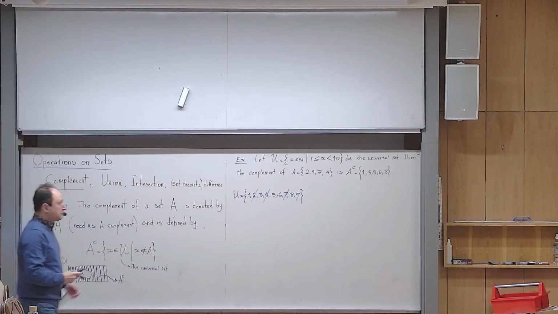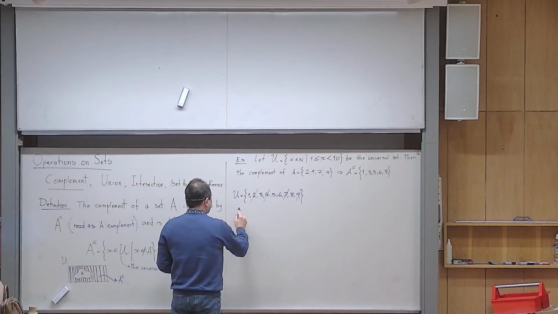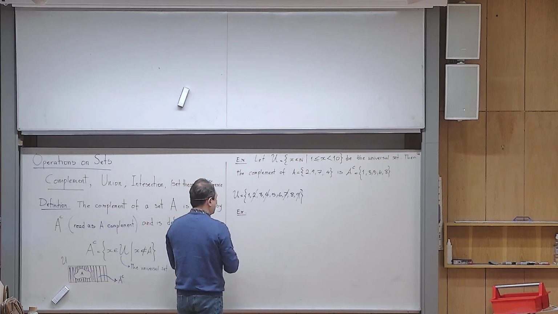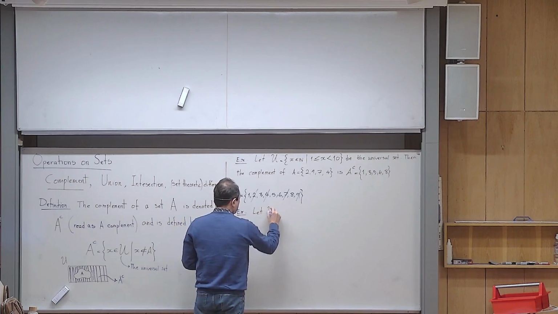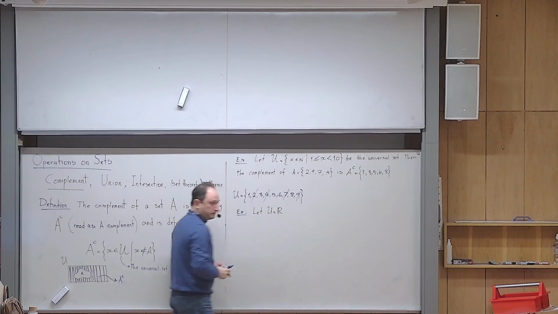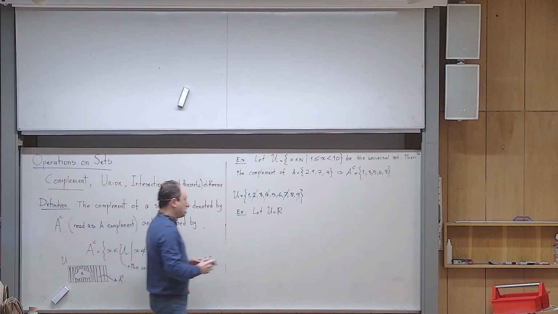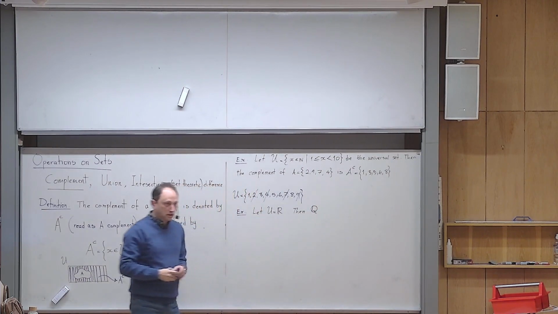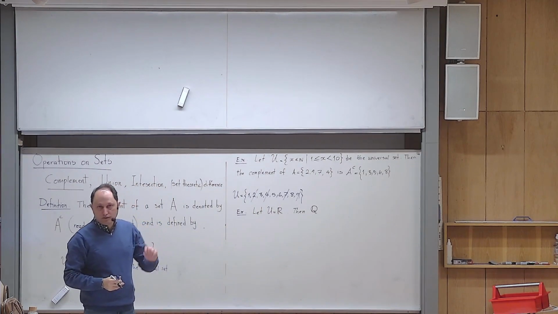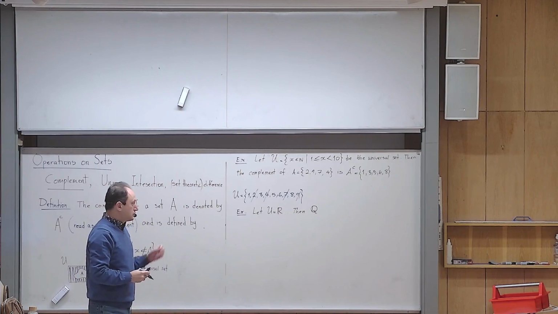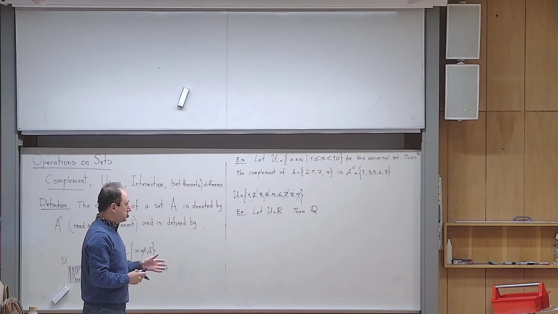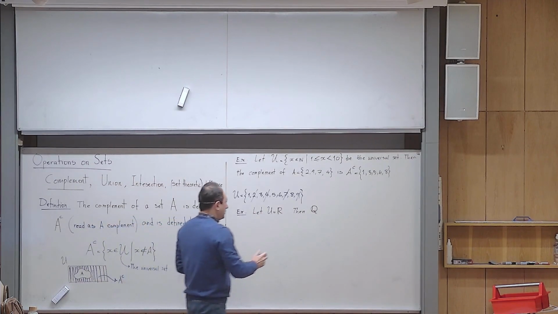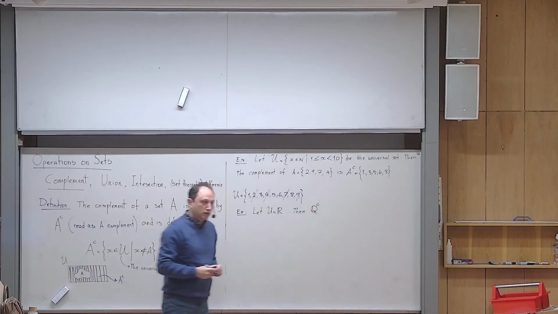For example, can you answer this question? Let the universal set be the set of all real numbers. Okay? Then, can you tell me, what do you know this symbol? This symbol means the set of all rational numbers. The set of all numbers that can be written in the form of a fraction, whose numerator and denominator are coming from the set of integers. So that's the set of rational numbers. Can you tell me what will be the complement of the rational numbers?